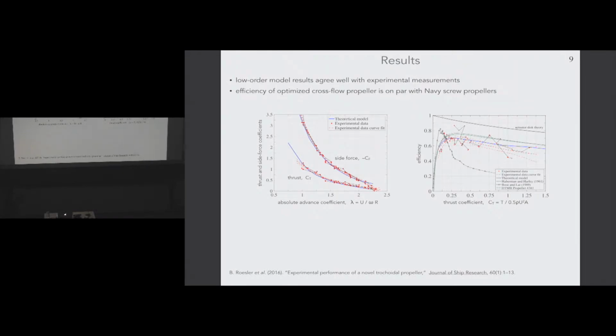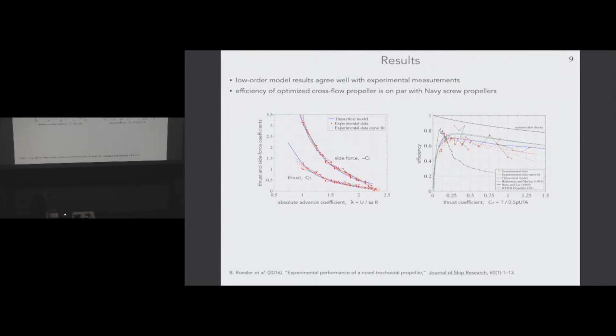In this right-hand side graph, we're plotting propeller efficiency versus thrust coefficient. And the spread in the experimental data is a little bit more because for efficiency, you're dividing one measured quantity by another, so you get a little bit more spread in the data. But if you do a curve fit of the experimental data, that curve fit agrees reasonably well with the efficiencies predicted by the low-order model.